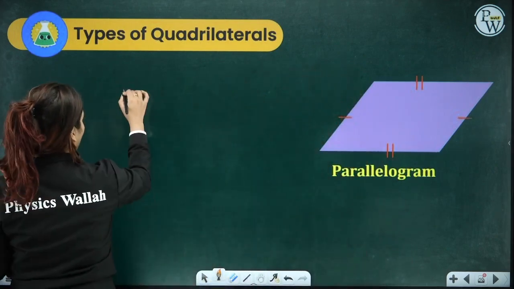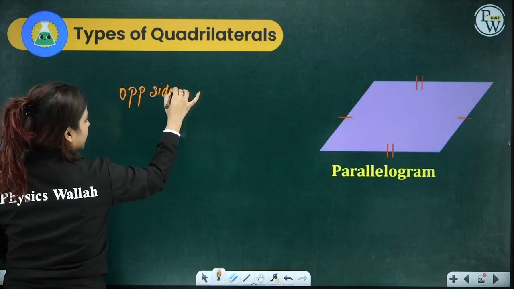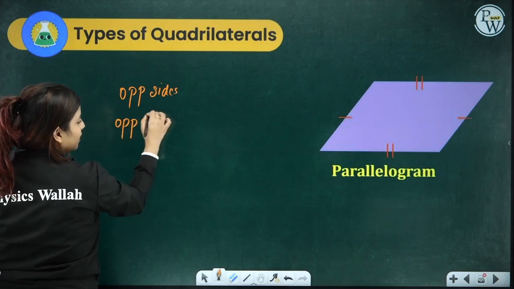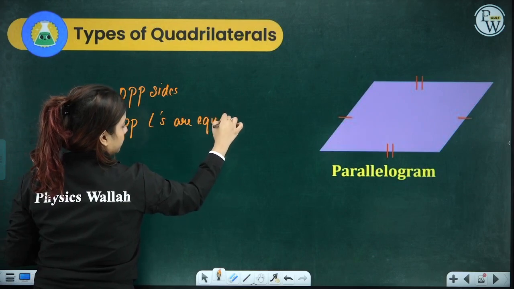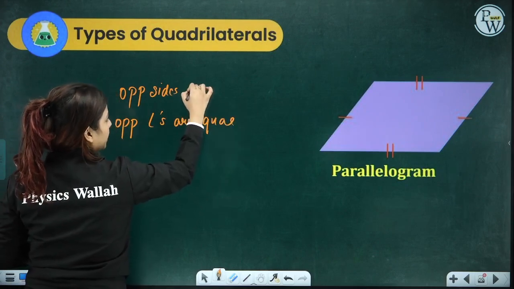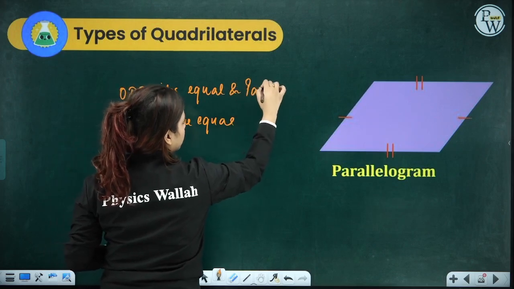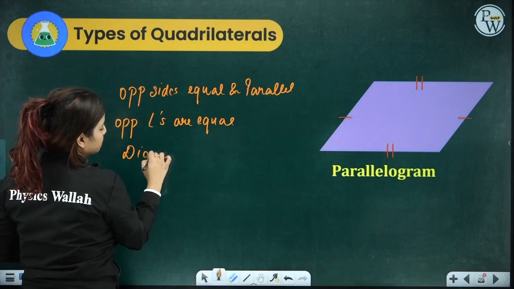The very first thing: opposite sides are equal. In a parallelogram, opposite sides are equal. Then what we have is opposite angles are equal. Opposite angles are equal, right? Opposite sides are equal and parallel as well. Equal and parallel. Diagonals are not equal, but diagonals bisect each other.